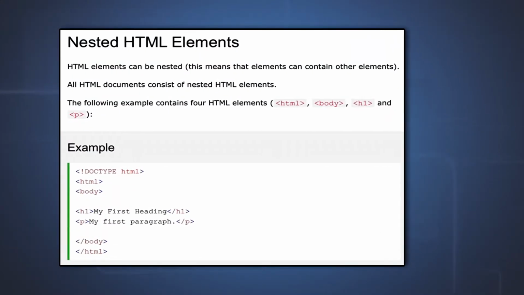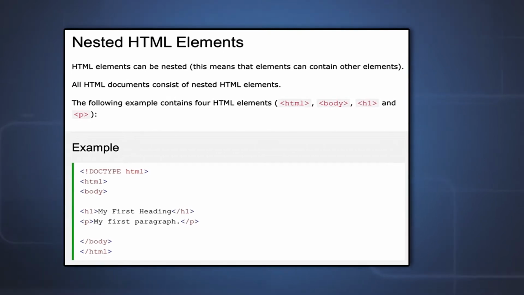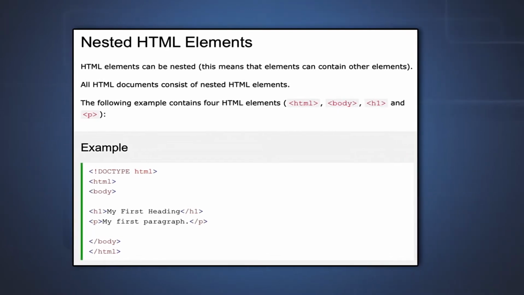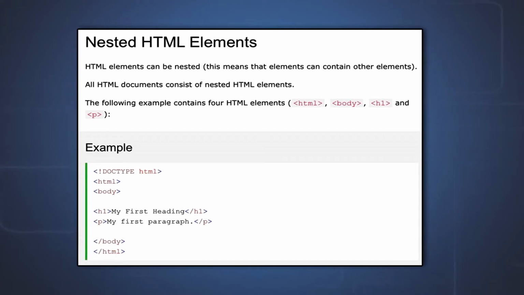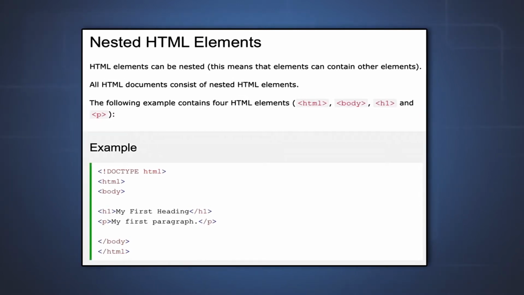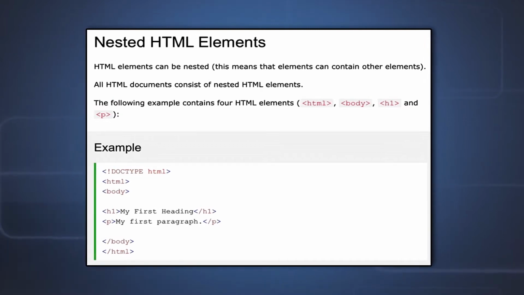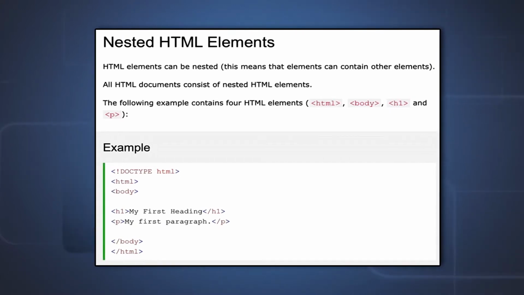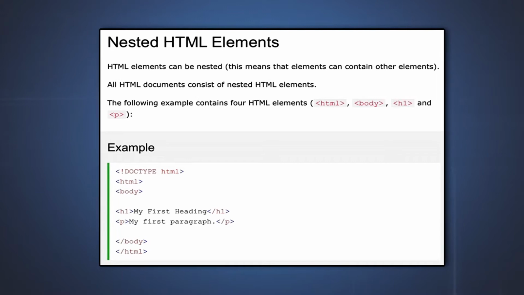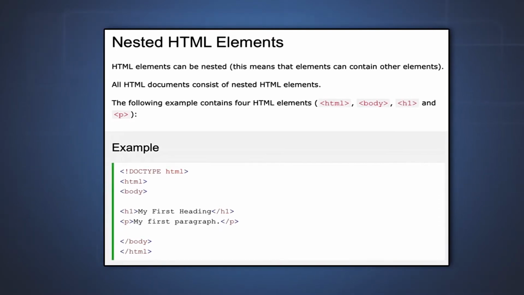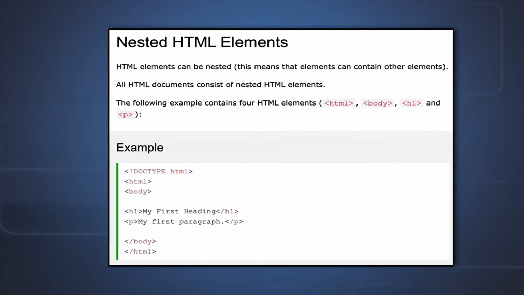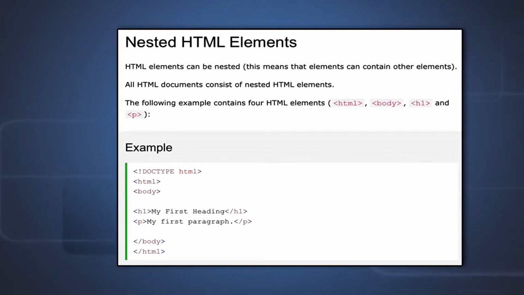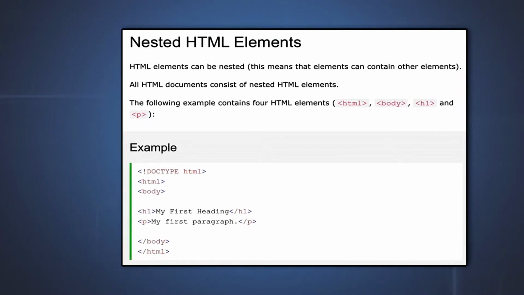So HTML elements can be nested. This means that elements can contain other elements. All HTML documents consist of nested HTML elements. For example, just think that you are putting a heading. When you are putting a heading, it is nothing but the text on the web page, so it comes under the body tag. So you have an opening HTML tag, then you have a body tag, then you have a heading. The heading is in between the H1 tags, then you have a paragraph, which is in between p tags, followed by the closing body tag, followed by a closing HTML tag.